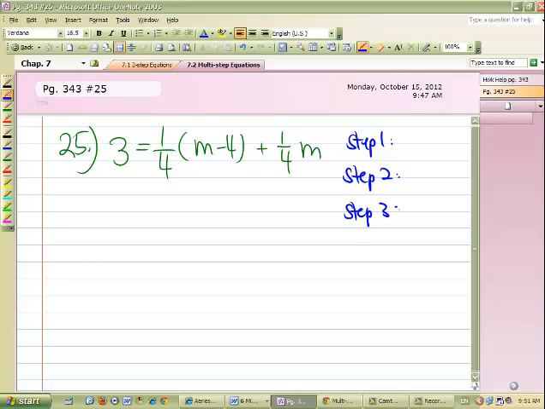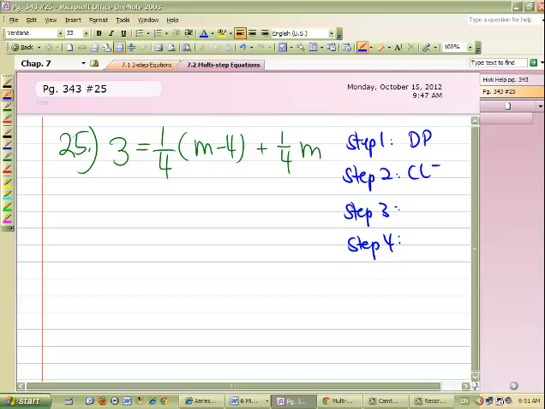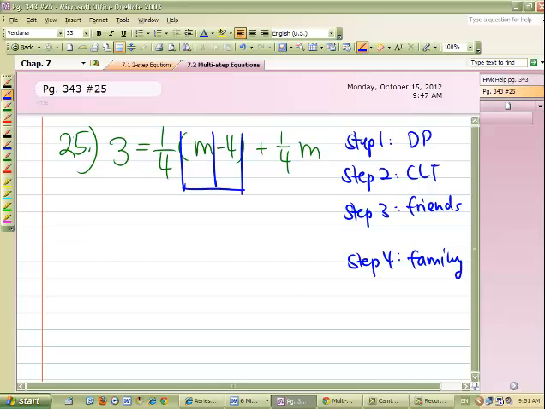So I'm going to list the steps over here on the side for you, and we're going to go ahead and just get started. And I'm not going to review too much of the steps in detail. The first step is to do the dance party. So right here, wherever I see the parentheses, I'm going to make boxes to help me organize sharing and then multiplying. So I'm going to share the 1/4 with both m and -4, and I'm going to multiply straight down.